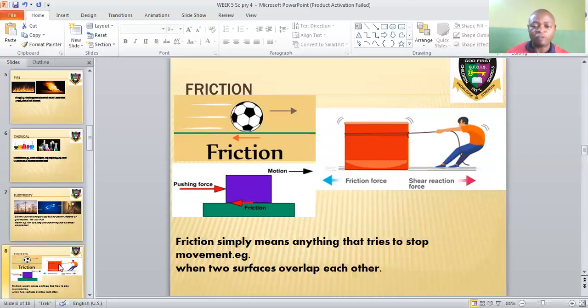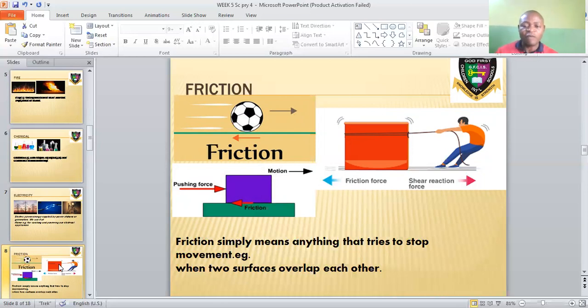Now let's say that for some time you've not been using the padlock, then we get to a time that you want to open that padlock, but there is something that will try to stop that movement of the key. So the key won't be able to open the padlock, just because there is something that is trying to stop the movement. So anything that is trying to stop movement is known as friction.